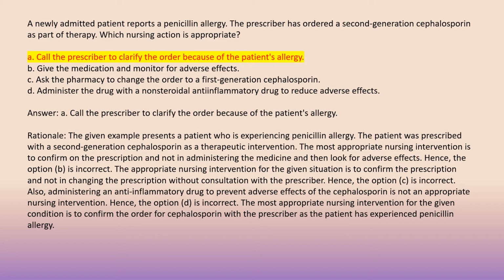The appropriate nursing intervention for the given situation is to confirm the prescription, and not to change the prescription without consultation with the prescriber. Hence, option C is incorrect. Also, administering an anti-inflammatory drug to prevent adverse effects of the cephalosporin is not an appropriate nursing intervention. Hence, option D is incorrect. The most appropriate nursing intervention for the given condition is to confirm the order for cephalosporin with the prescriber as the patient has experienced penicillin allergy.